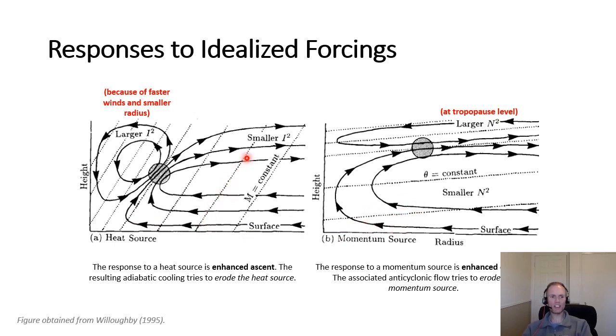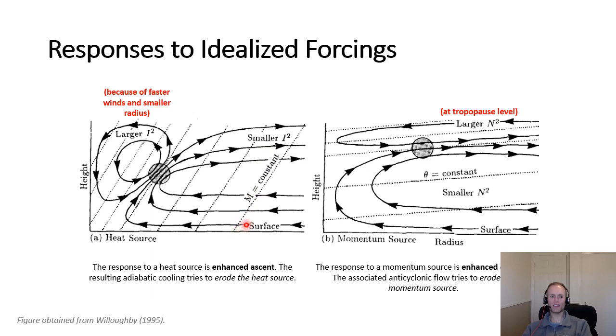The dashed lines that you see here are lines of constant momentum, and where they are closer to each other, you have greater inertial stability. And so within this smaller radius region, with the center of the storm being here on the far left side, you have a larger inertial stability, and then as you get to larger radius, you have a smaller inertial stability.